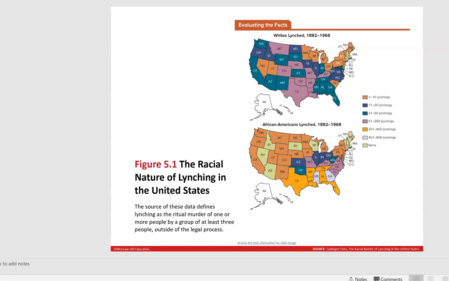This graphic shows the racial nature of lynchings in the United States. Now, the source of these data defines lynching as a ritual murder of one or more people by a group of at least 3 people outside of the legal process. So this means that there was no trial, but people were lynched based on nebulous evidence, shall we say. You can see that the states of Mississippi and Georgia between 1882 and 1968 had the most lynchings, or near the most lynchings, and the green states would be where there were no lynchings.